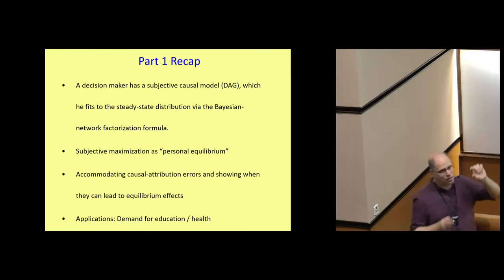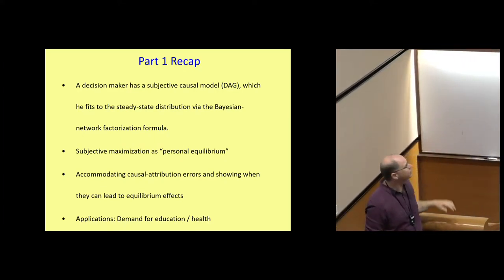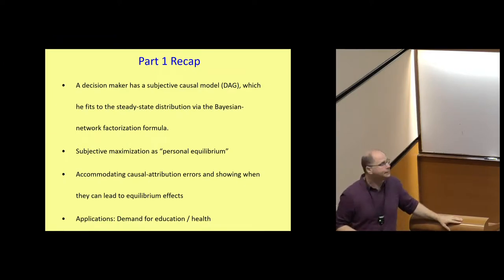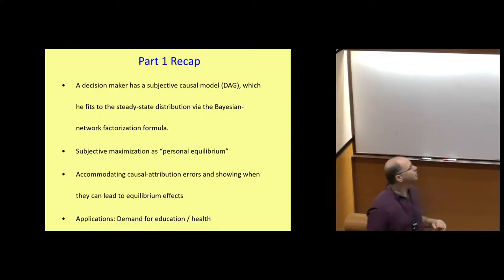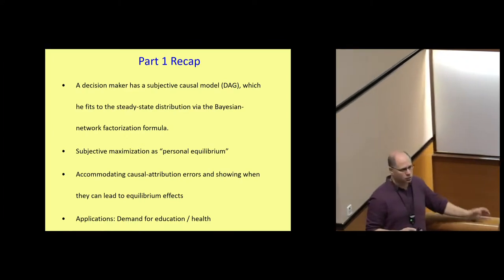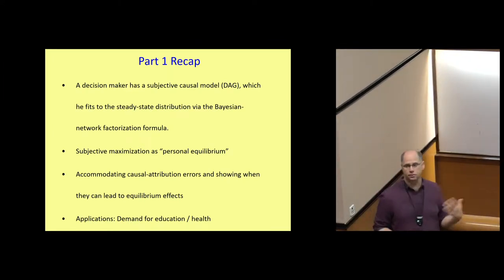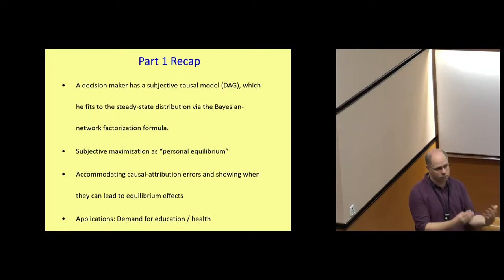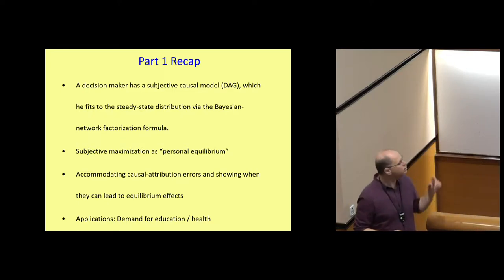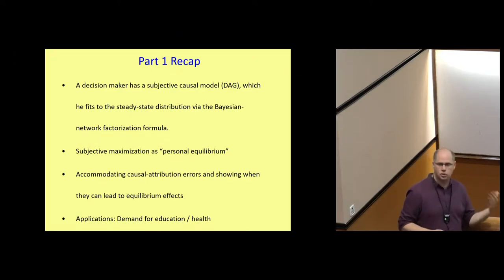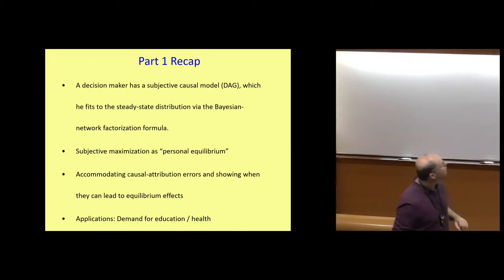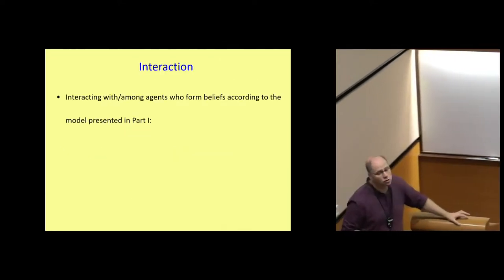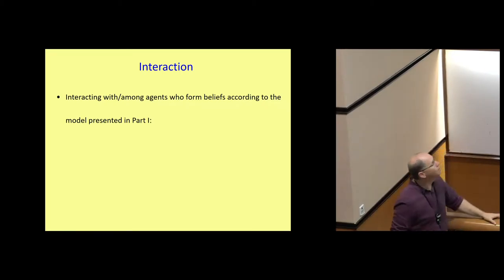We saw that with this DAG language, we can express a bunch of errors of causal attribution, types of mistakes like coarse reasoning, reverse causality, omission of confounding variables, etc. Illusion of control. So various biases that can be described as errors of causal attribution, and we can check using graphical tools from the Bayesian network literature whether those types of causal attribution errors lead to potentially equilibrium effects. And we saw a bunch of examples where in both cases I looked at demand for something that has no intrinsic value.